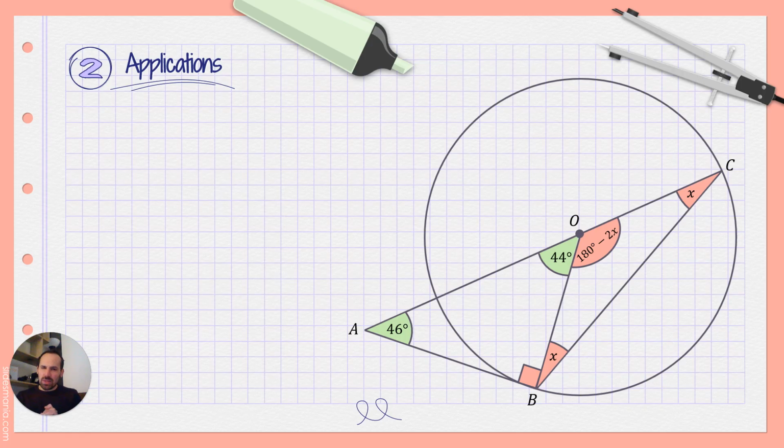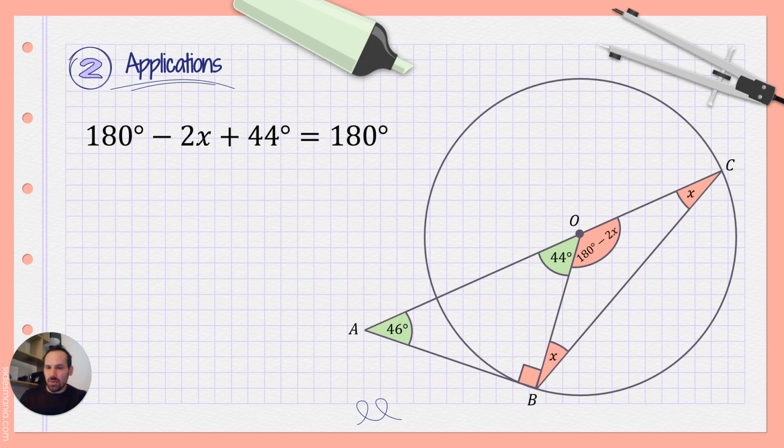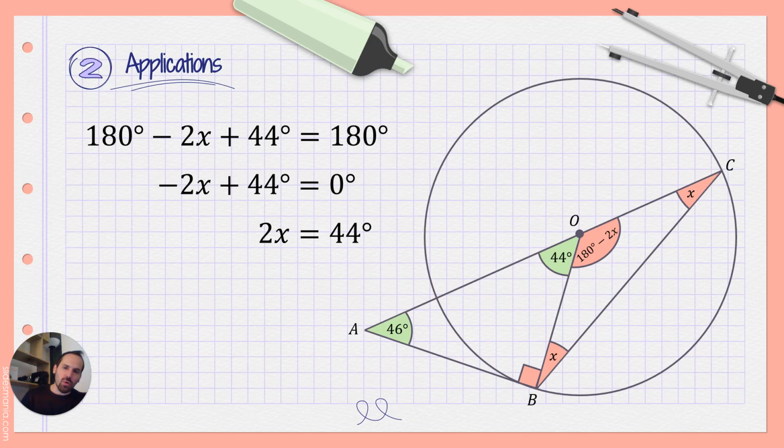And now you might be able to see we can create an equation for x and solve, because AOC is a straight line. So 44 plus the 180 minus 2x is going to be a straight angle, which is equal to 180. So we've got 180 minus 2x plus the 44 is equal to 180. If I cancel out the 180 on each side, I've got minus 2x plus 44 is 0. 2x is equal to 44. Therefore, x is equal to 22.